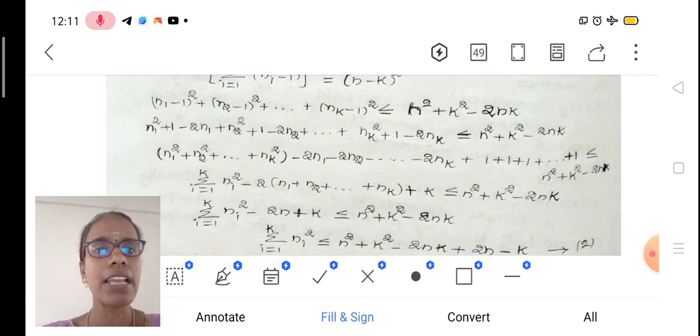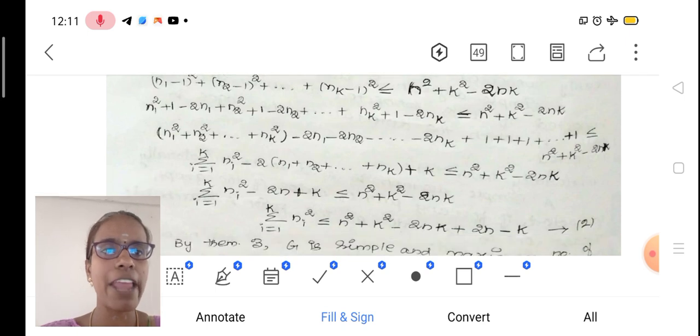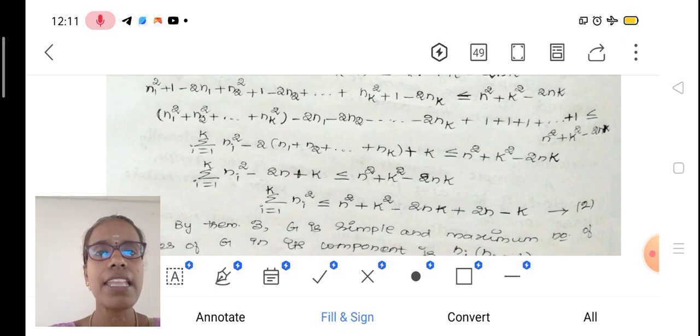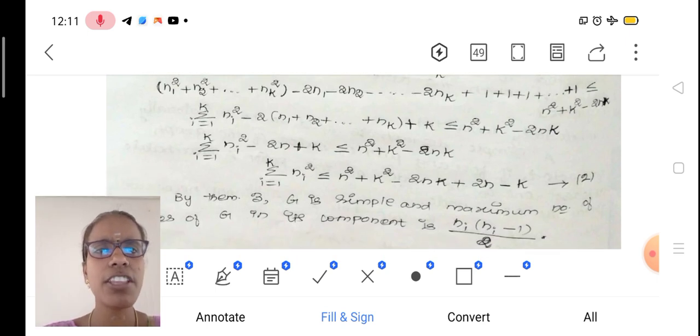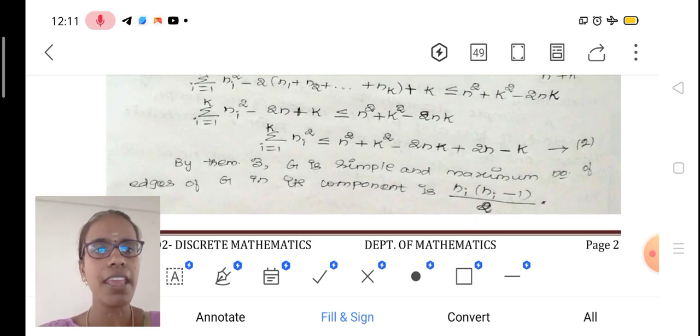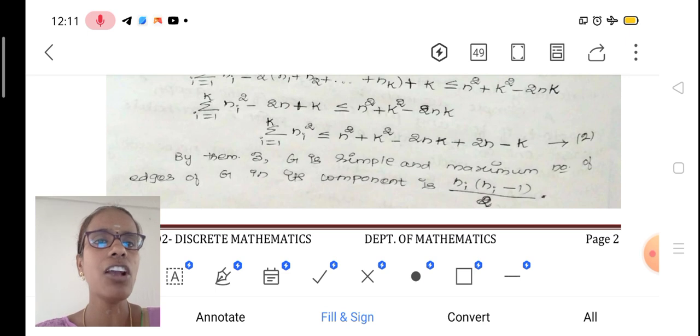Then you collect all the square terms: n1^2, n2^2, ..., nk^2, minus 2 times (n1 + n2 + ... + nk), plus 1 repeated for k times, which is less than or equal to the same term. Generally we can denote the first bracket by summation ni^2, i from 1 to k, and the second, 2 times n1 to nk, is nothing but 2n. How many times 1 is repeated? k times, so that's why we are putting k. Bring all the terms except the square term from the left to the right, which gives 2 + 2n - k.